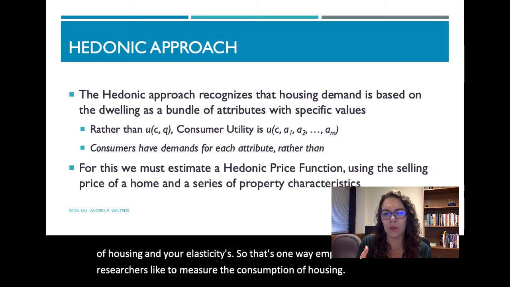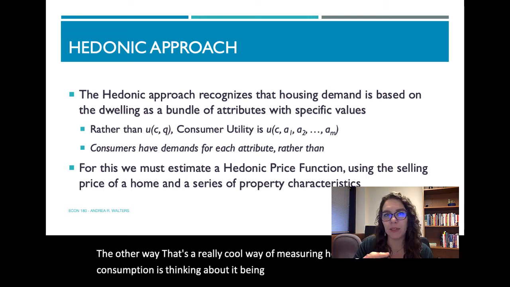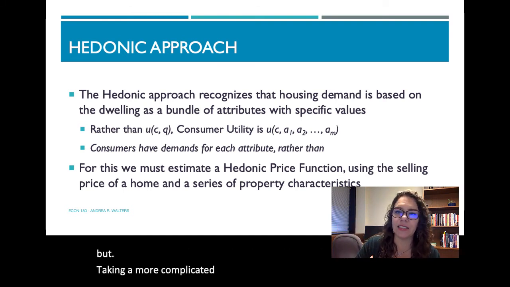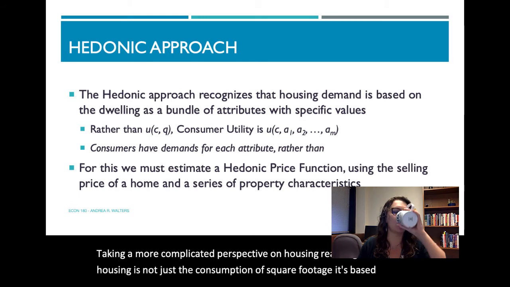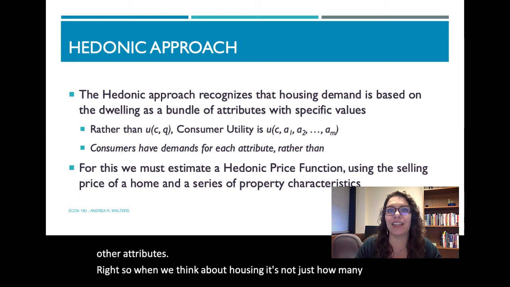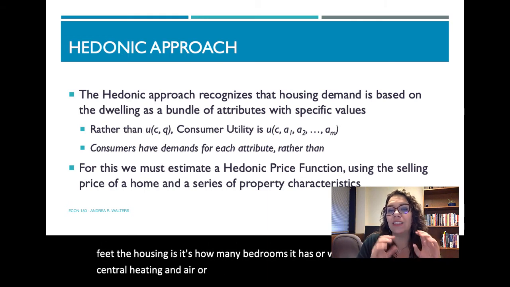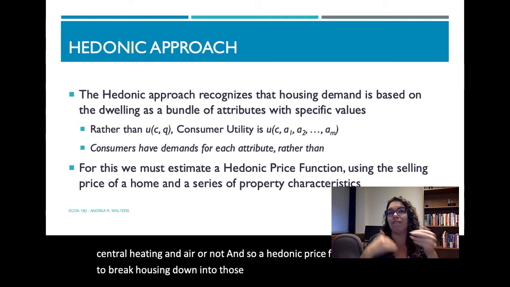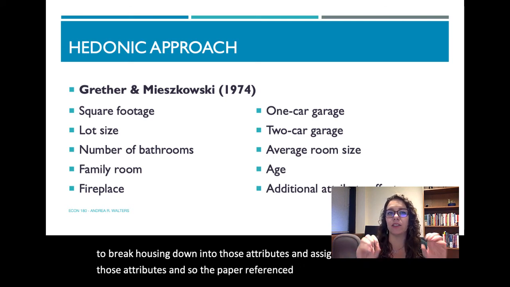The other way, a really cool way of measuring housing consumption, is thinking about it as a utility maximization choice, but taking a more complicated perspective on housing, realizing that housing is not just the consumption of square footage, it's based on other attributes, right? When we think about housing, it's not just how many square feet it is, it's how many bedrooms it has, or whether it has central heating and air or not. A hedonic price function allows us to break housing down into those attributes and assign value to each of those attributes. The paper referenced in the textbook is the Grother-Mazowski paper.